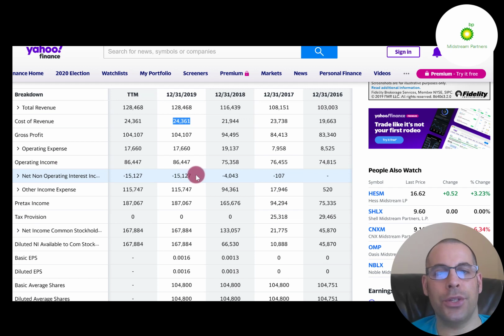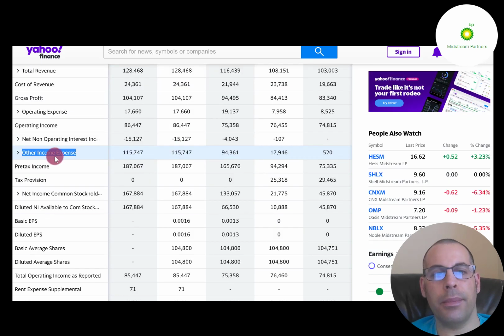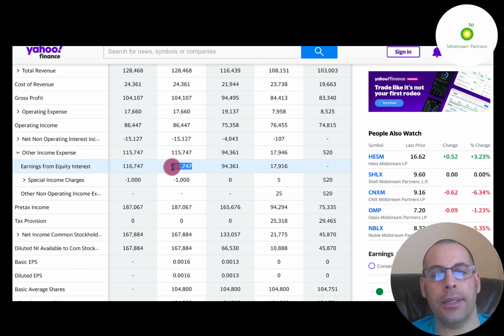Then a company reports its interest expense, the interest they pay on their debt. They paid $15.1 million on their debt. The next line item is other income or expenses, because sometimes companies generate income or they have expenses that are not directly related to making their product or providing a service. So in 2019, this company reported $116 million in earnings from equity interest.